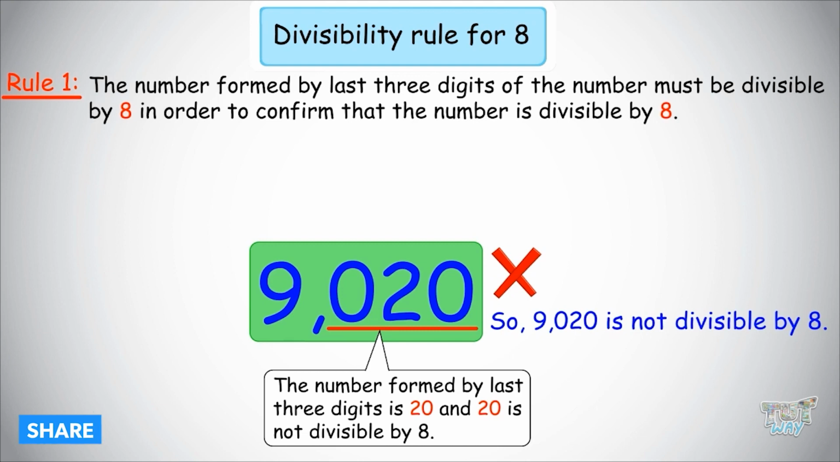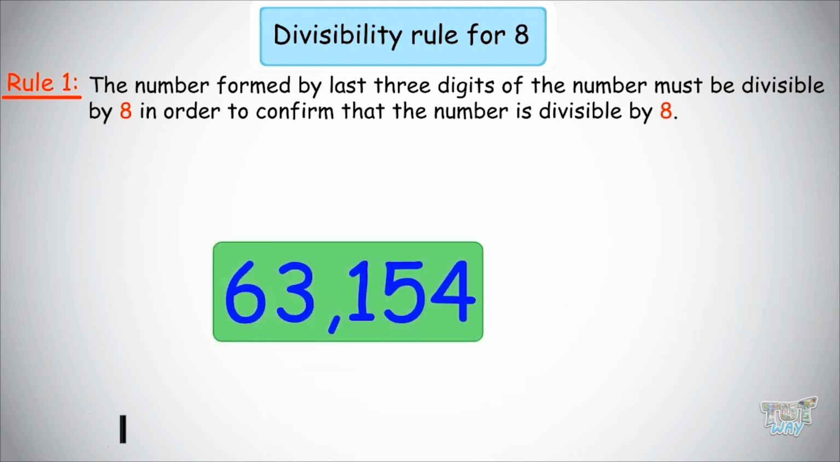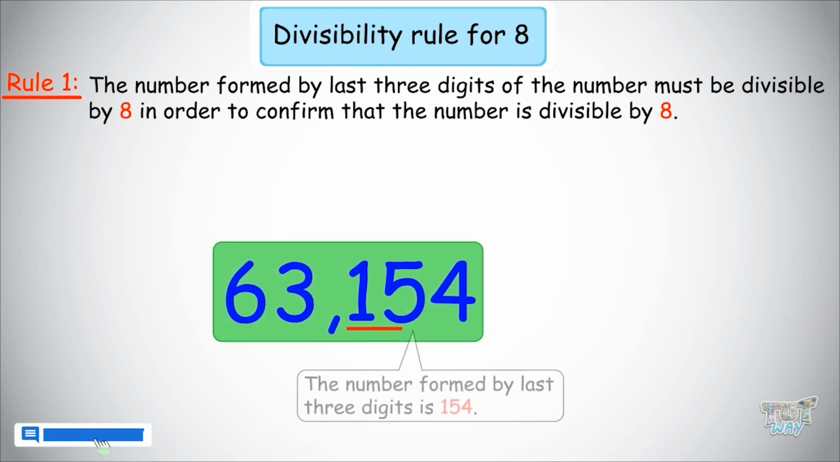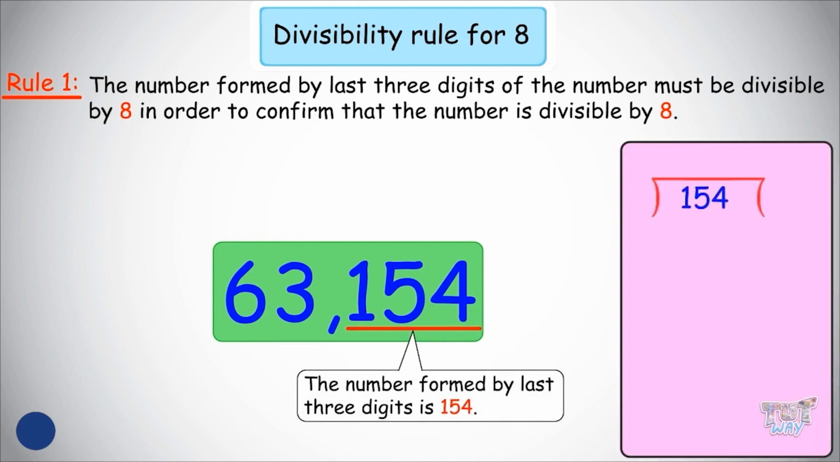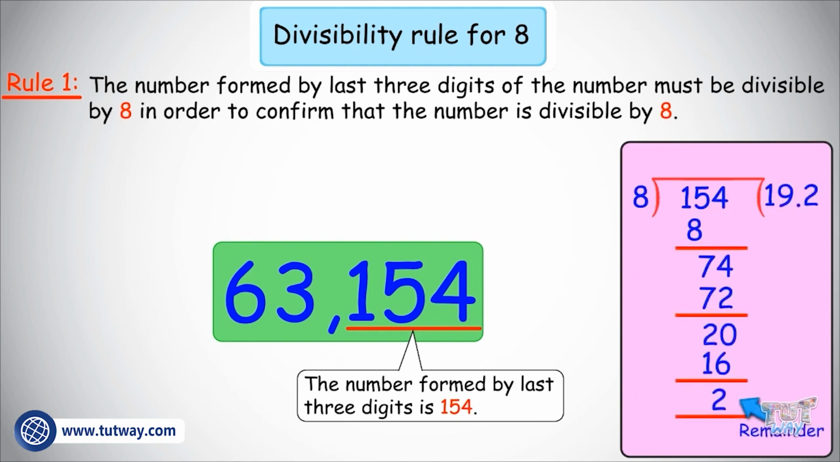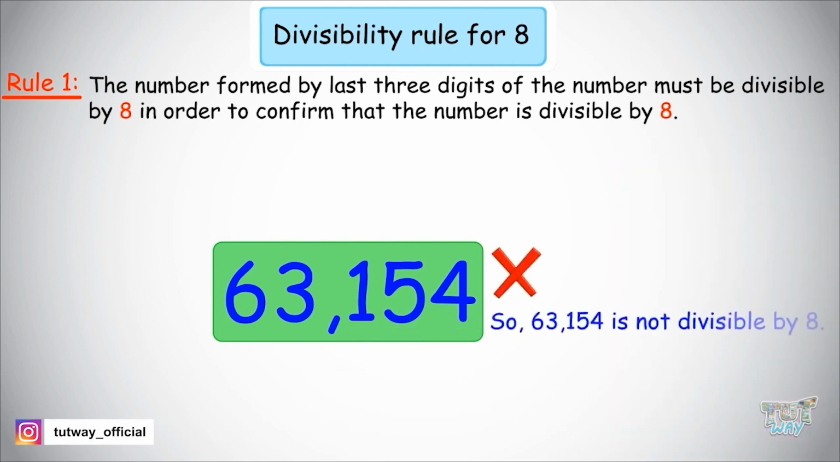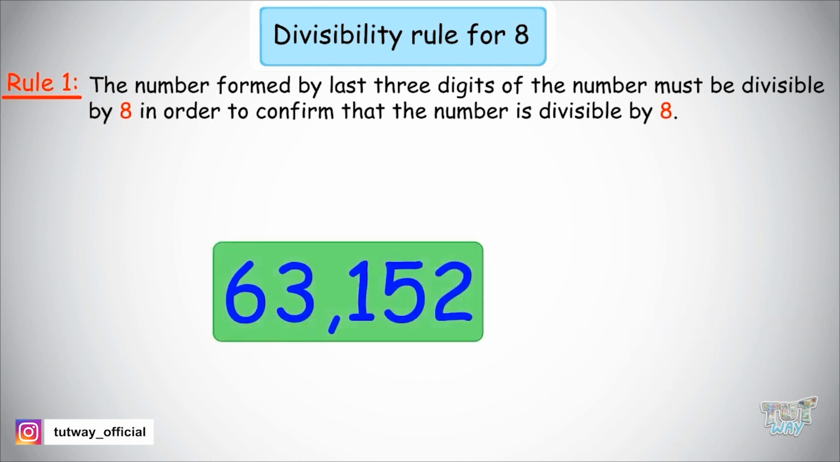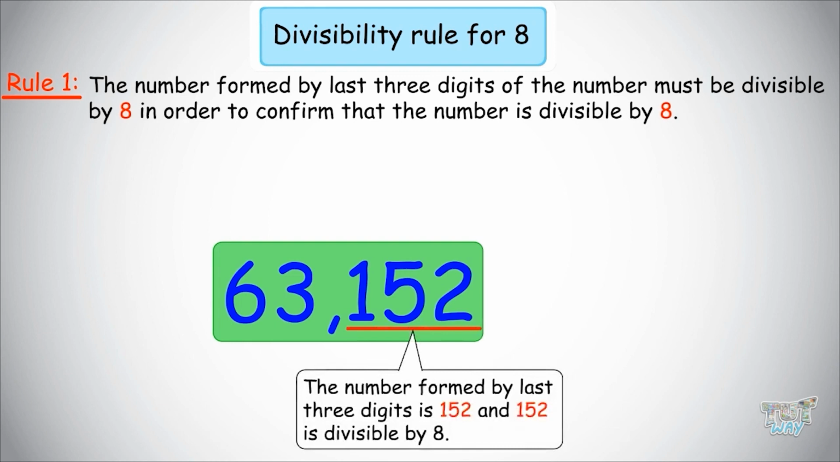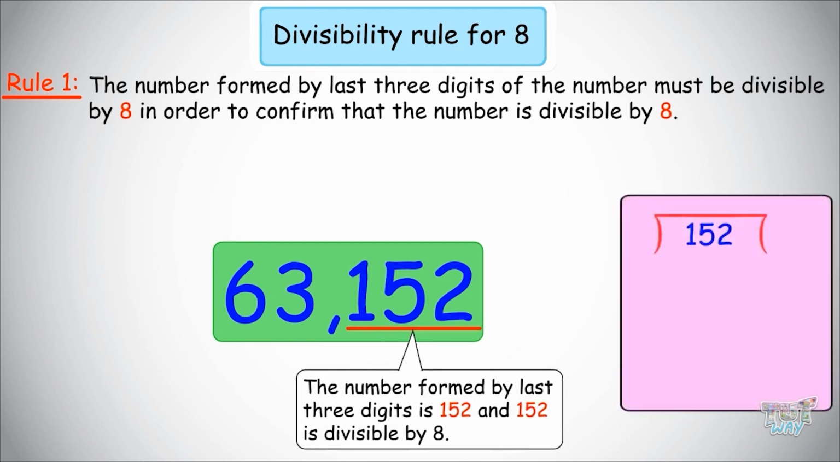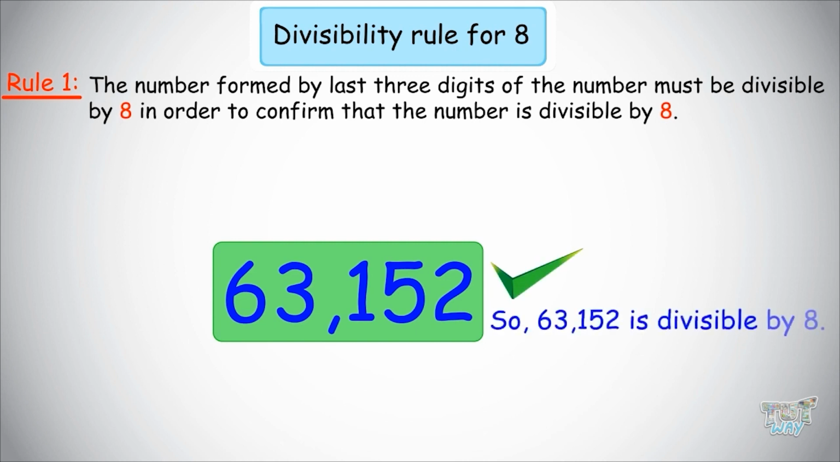The next number is 63,154. The last 3 digits form the number 154. 154 is not divisible by 8. So this number is not divisible by 8. Another number is 63,152. The number formed by the last 3 digits is 152. 152 is divisible by 8, so the number will be divisible by 8.